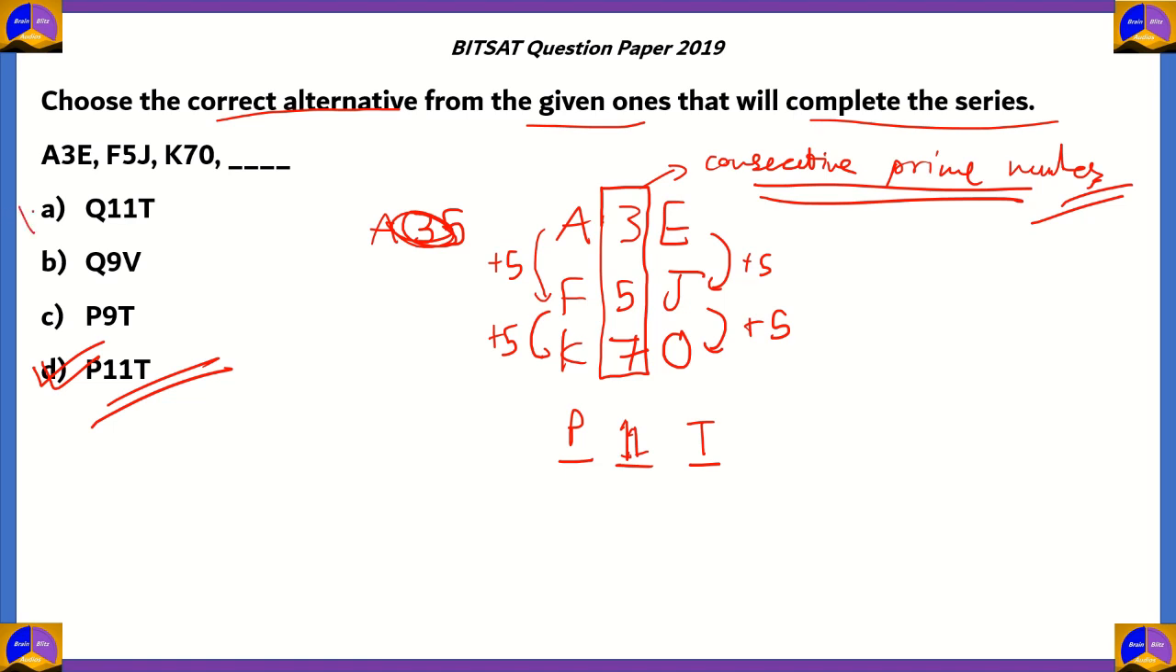Q11T is incorrect because Q will be the sixth. Similarly, Q9V is also incorrect because both the letters are incorrect. And option C is incorrect because the number here is 9, which is not a prime number.